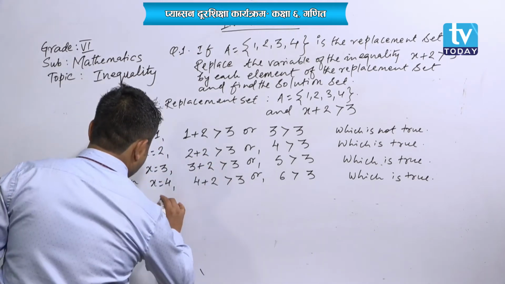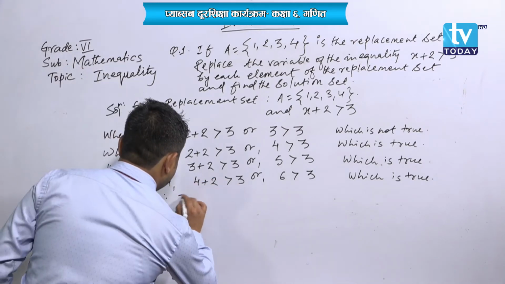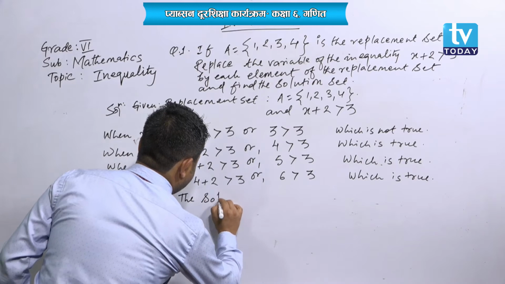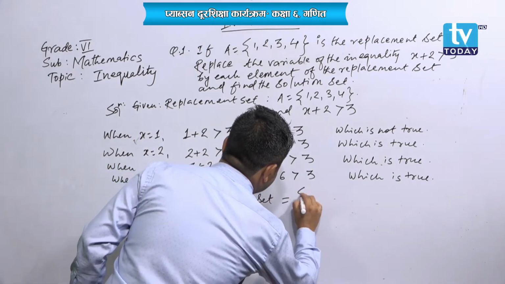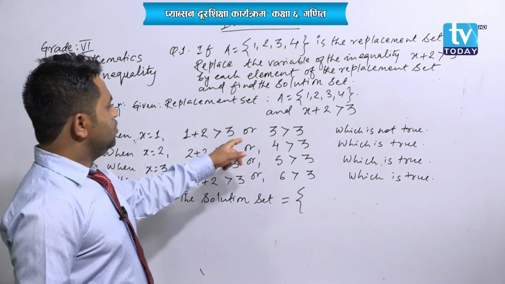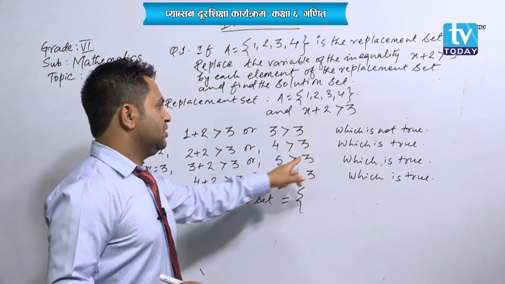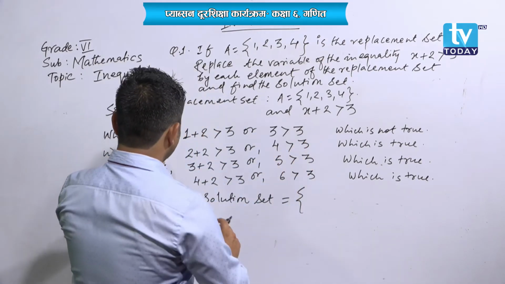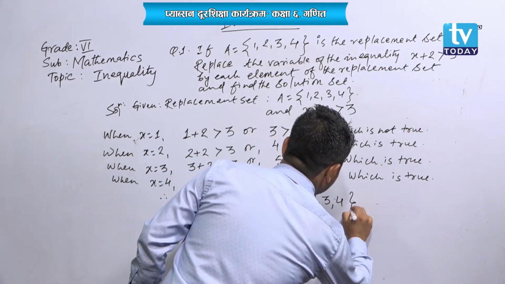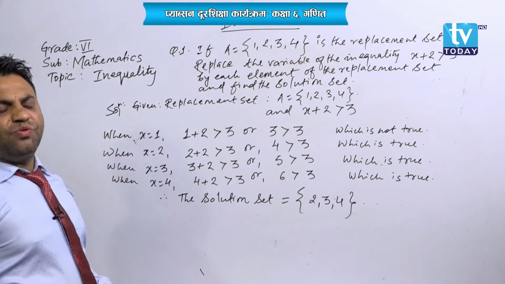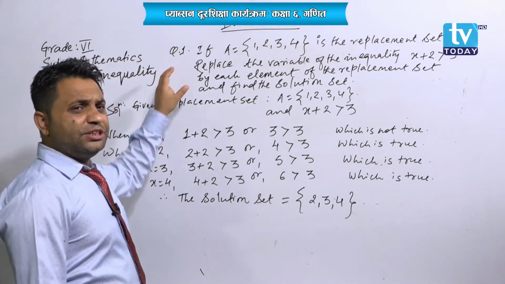Therefore, the solution set will be equal to, please see here, which one is true? Please see here, this is not true, so this will not be in the solution set. Now 2, 3, 4 is the solution set for this question.